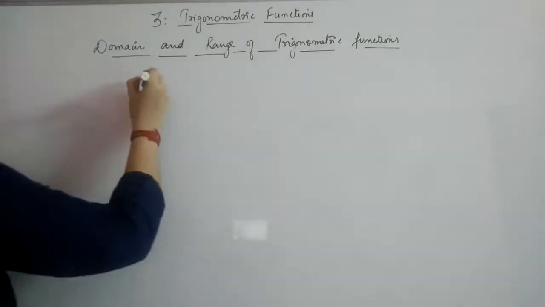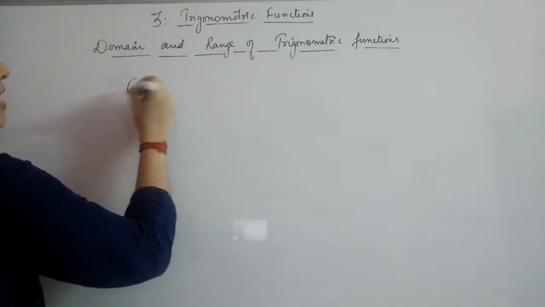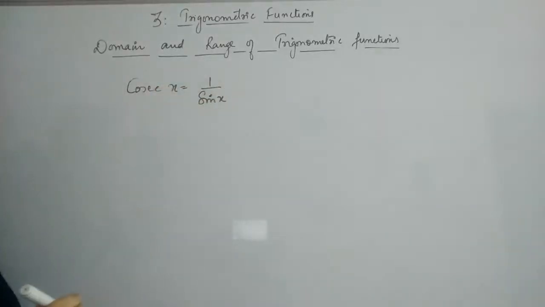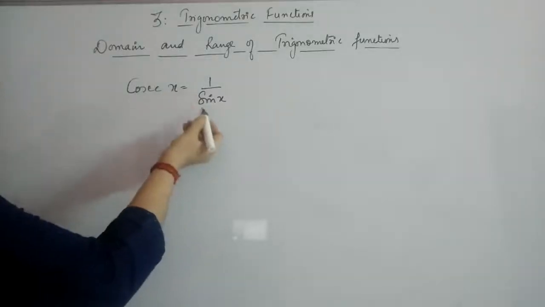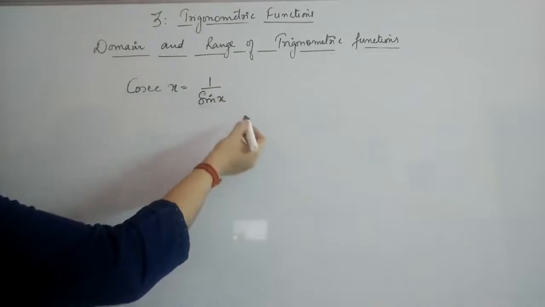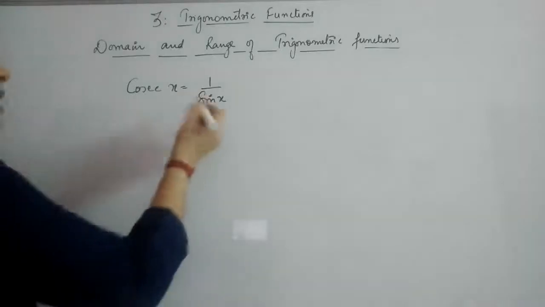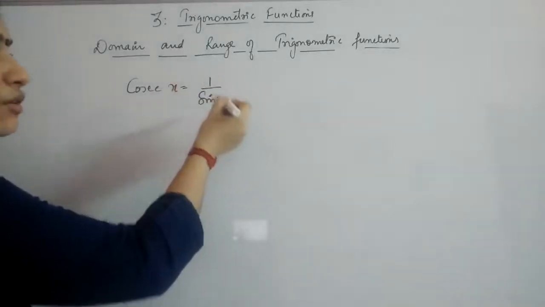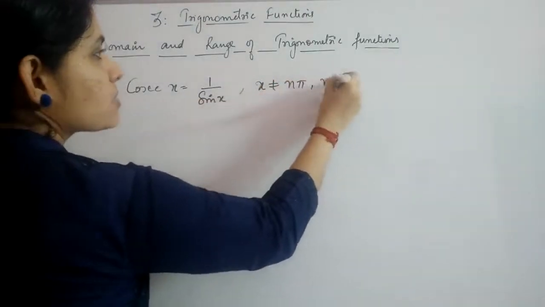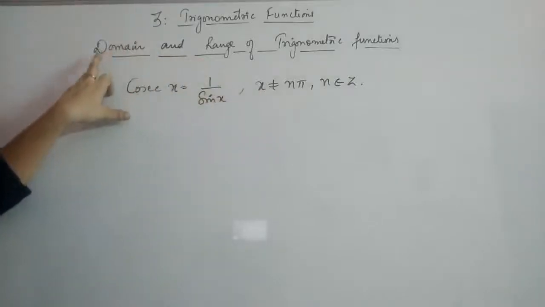The next function we are going through is cosec. For cosec x, we know that it is 1 by sin x, and cosec x exists only when the denominator is not equal to 0. When sin x is equal to 0, you have x equal to n pi. That means cosec cannot have values for which sin x is 0. So the condition is x should not be equal to n pi, for n belongs to Z. This condition acts as the domain of cosec x.